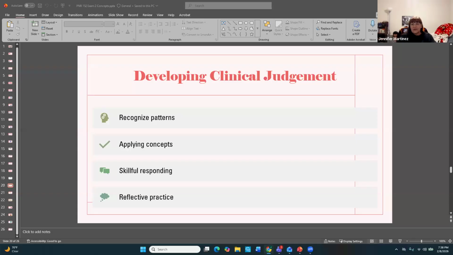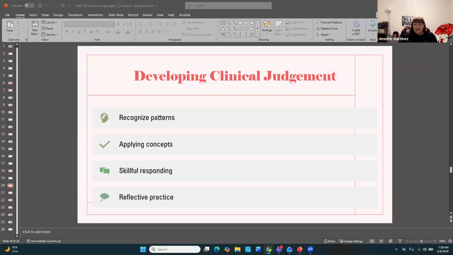So, developing clinical judgment: recognizing patterns. Think about when you're working with clients. Nurses spend a lot of time with our clients, and we look at recognizing patterns. The more you work with your client, the more you are going to see the subtle changes in your clients, right? Their vital signs, you'll know what their vital signs should look like. You'll be able to recognize patterns and subtle changes in your clients, right?